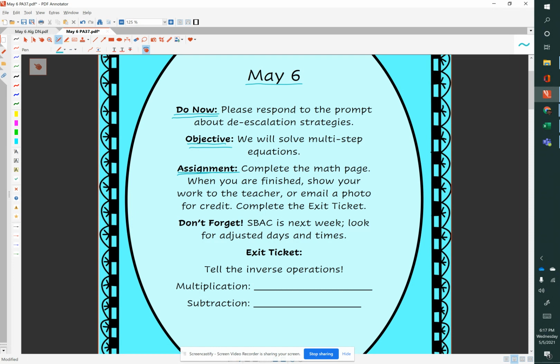If you have a problem with your camera, you can email a photo for credit and make sure to complete the exit ticket. Don't forget, SBAC is next week, so you need to look for adjusted days and times according to the chart that we showed you the other day. I think it was last Monday when we talked to you about that. But if you have questions about that, please ask, okay?